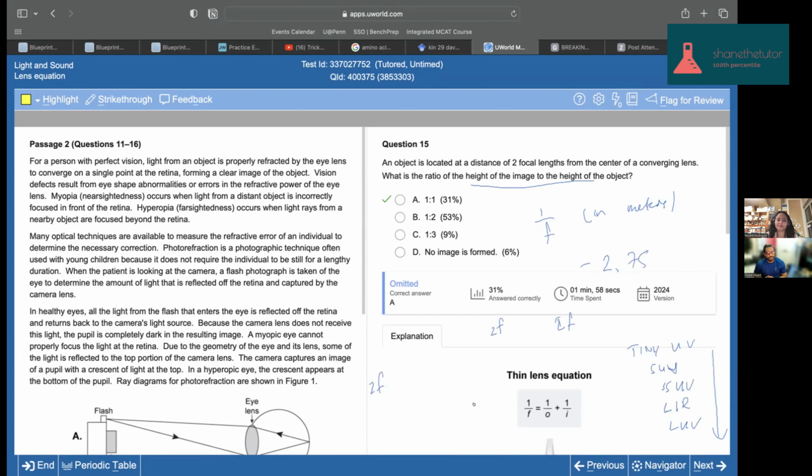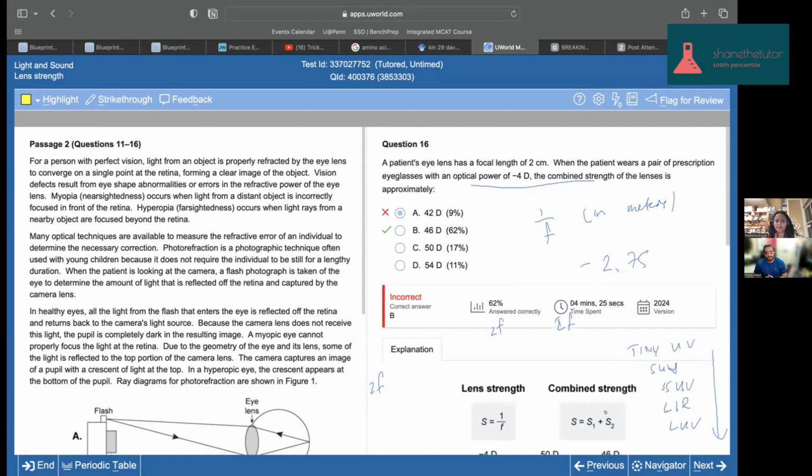The last one was another strength question. It was -4. Oh wait, they're saying eye lens now, so that's like the cornea. Okay, so this is going to be a combined lens. I was going to say you could treat it as a compound, multi-lens system, but apparently for multiple strengths, you just add them, based on what we see here.